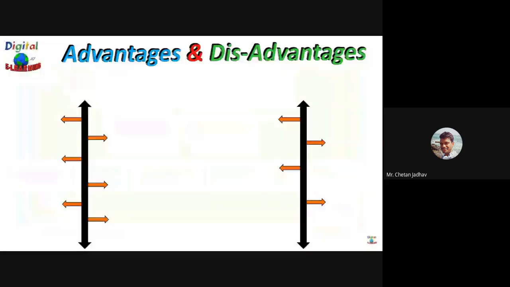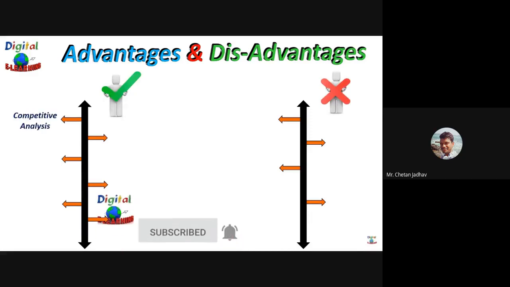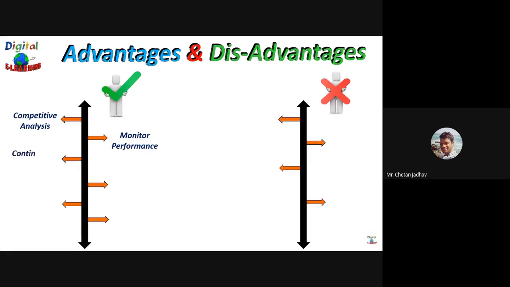Let us look at some typical advantages and disadvantages of benchmarking. The first advantage that we have is competitive analysis. It helps the company to design its strategy efficiently. Monitor performance. It helps the company to look at the current trends in the market. Continuous improvement. It helps the company to improve the overall quality of output and reduce the chance of error due to the standardization of the business operations. Helps in improving the overall efficiency.